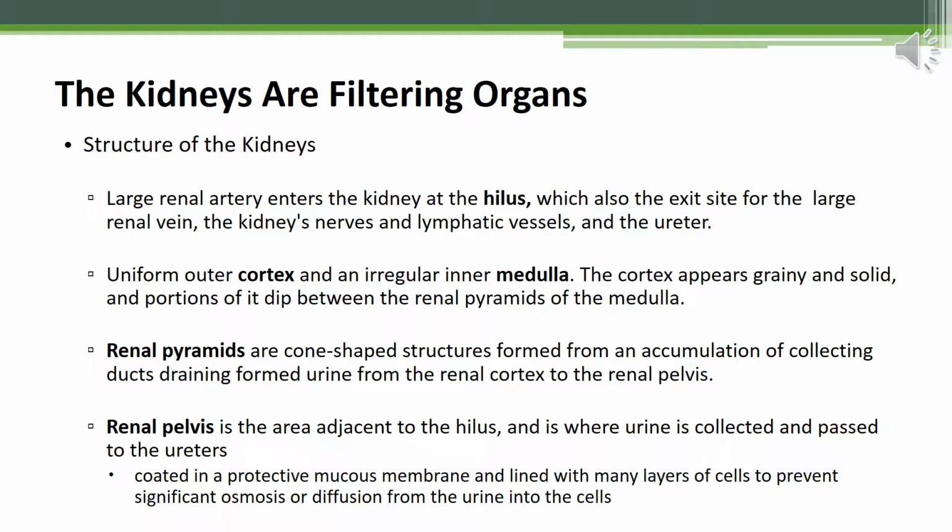The renal pelvis is the area adjacent to the hilus, and this is where the urine is collected and passed to the ureters. This structure is coated in a protective mucous membrane which is lined with many layers of cells to prevent significant osmosis or diffusion from the urine into the cells. This is because we've already filtered the urine and we don't really want to refilter it because stuff has diffused back in.